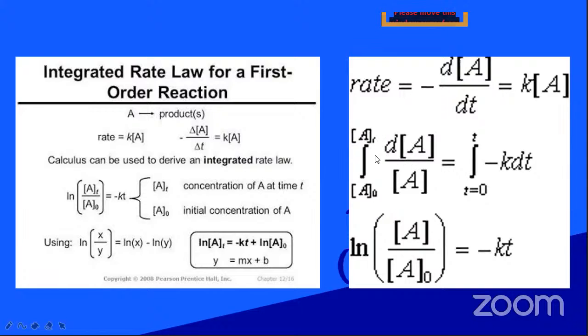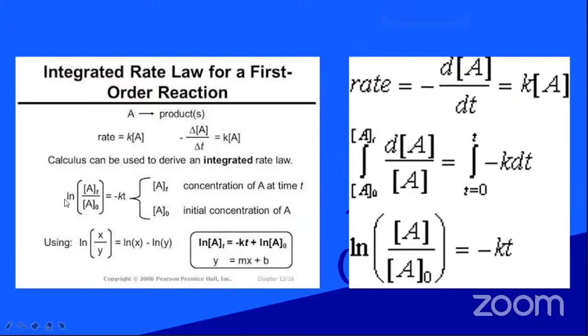So integrating with the two limits, then what will be formed? Integration of 1 by x dx equal to ln x; that is one of the mathematical formulas. According to that, we are writing ln of concentration of A divided by concentration of A naught equal to the integration of dt, which is t, with limits 0 to t. So here minus kt. So ln A divided by A naught equal to minus kt. Here A naught is the initial concentration and A t is the concentration at time t.